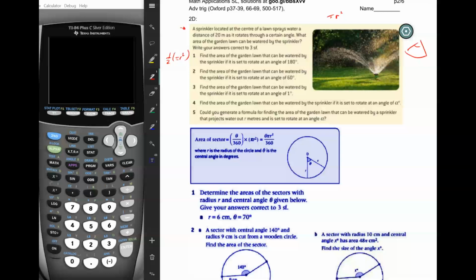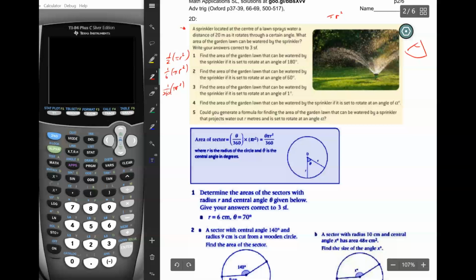Find the area of a garden lawn that can be watered by the sprinkler if it is set to rotate an angle of 60 degrees. So 60 degrees divided by 360 degrees is 1/6 of a circle. So it's 1/6 pi r squared. You could just write 60 over 360. That's fine too. Find the area of a garden lawn that can be watered by the sprinkler if it is set to rotate at an angle of 1 degree. So that would be 1 over 360 times pi r squared, right?